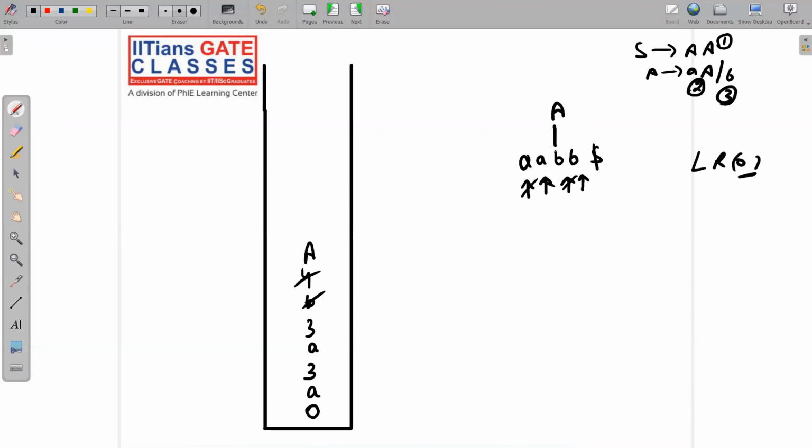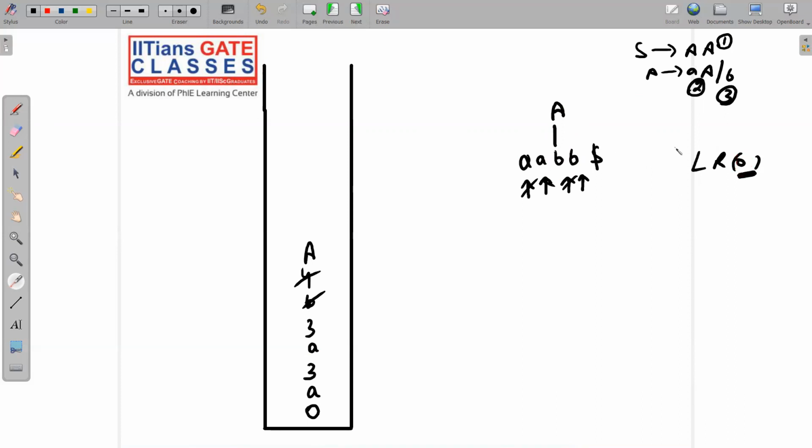So what does this 0 mean? 0 means after the handle is scanned, we are not reading anything and we are blindly reducing the handle to LHS. That is the basic meaning. Please pause the video and note it down yourself. This is a very beautiful line. You have to remember this.